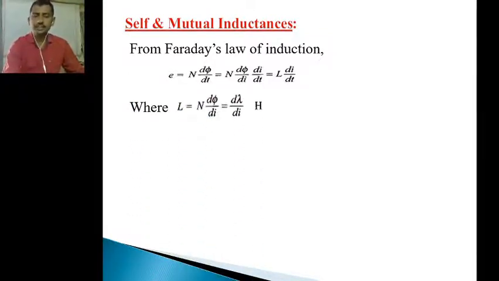So L is equal to n into d phi by di, and if the number of turns also varies, then L is equal to d of n phi by di, and we already know that lambda is the flux linkage that can be represented as n into phi.